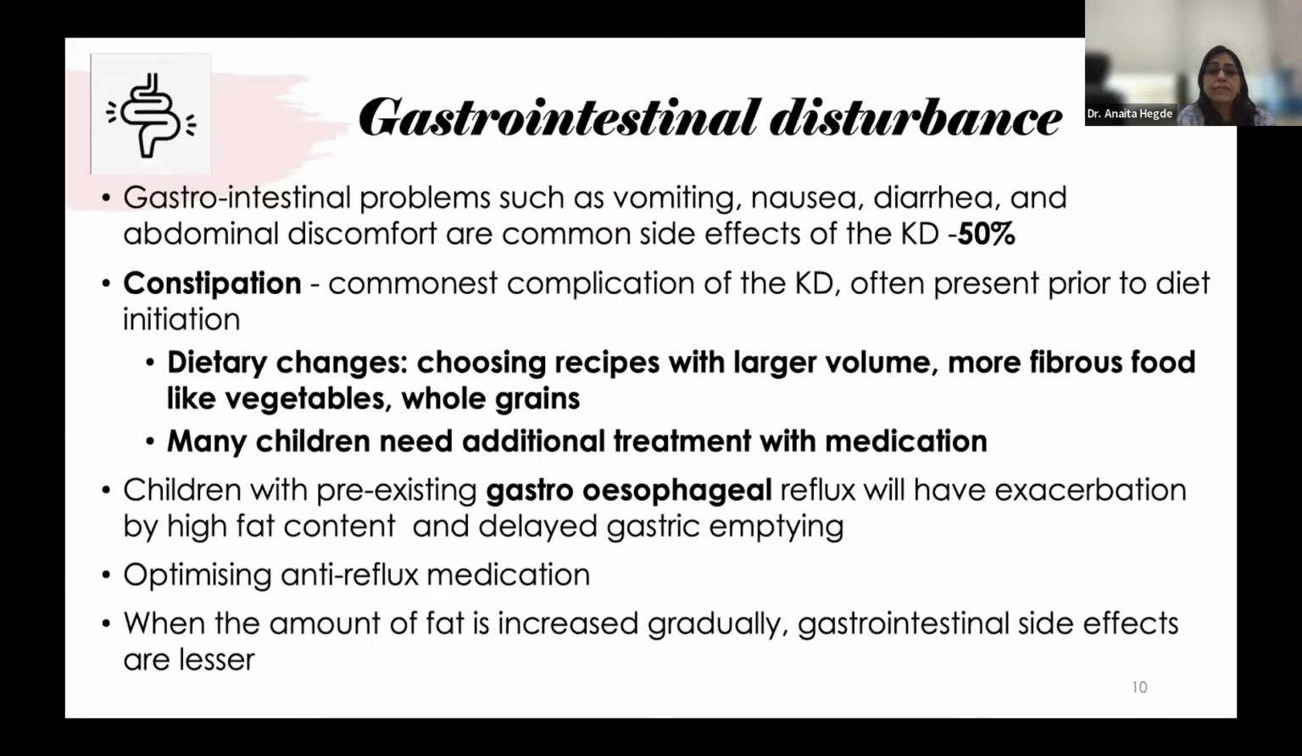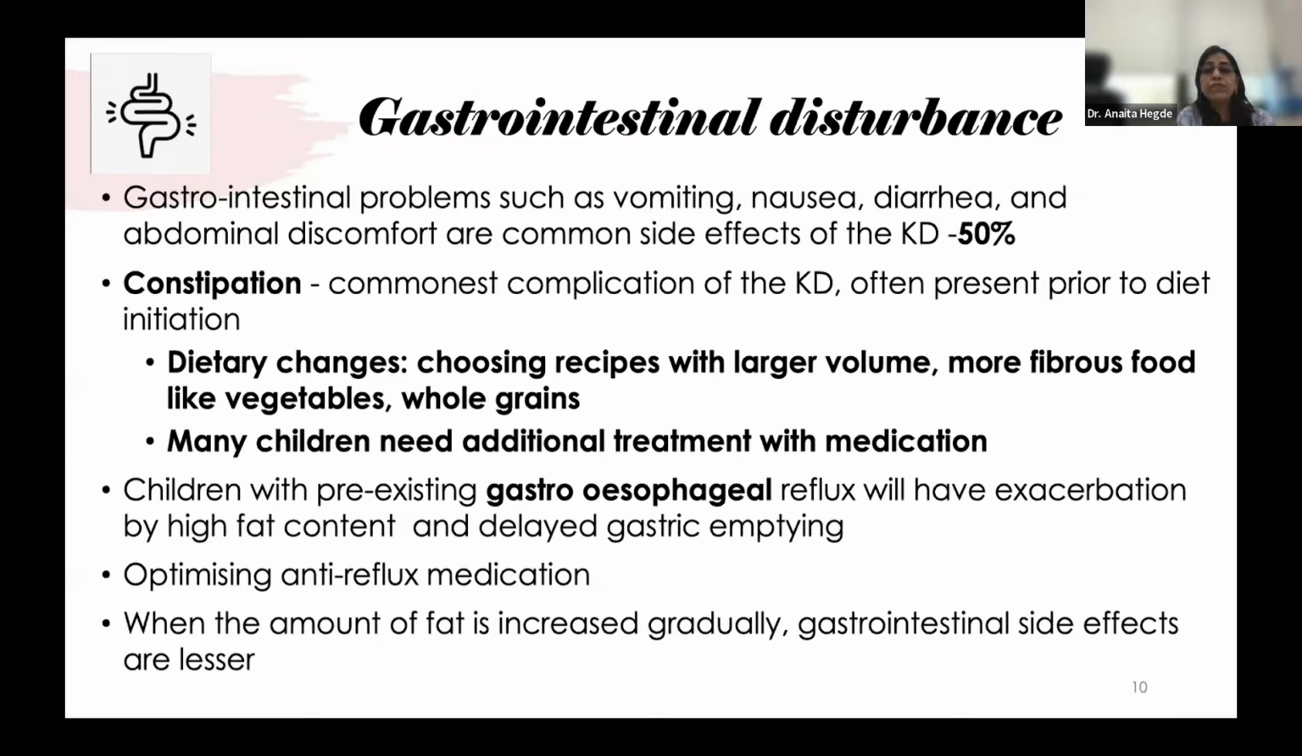Gastrointestinal disturbances are problems such as vomiting, nausea, diarrhea, and abdominal discomfort. These are common side effects and are seen in more than 50% of children on ketogenic diets. Constipation is the commonest complication of KD and is often present prior to diet initiation. Dietary changes like choosing recipes with larger volume and more fibrous food like vegetables and whole grains can help to relieve it. Also, make sure there is adequate fluid intake.